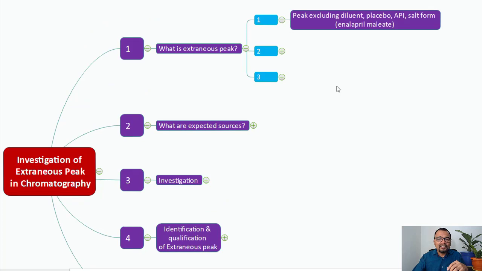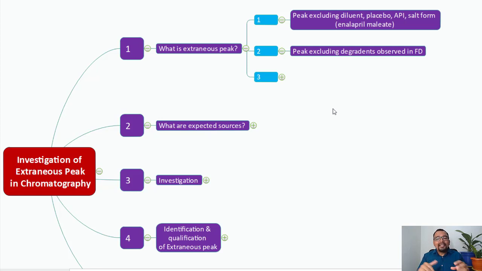And here it is. The peak excluding diluent, placebo, API, or salt form of the API is called the extraneous peak. Now, what is the salt form? For example, if you have enalapril malate as your API, you are expected to have two peaks on the chromatogram of the API or the standard. One belongs to enalapril base and the second belongs to malic acid. So that is called the salt form.